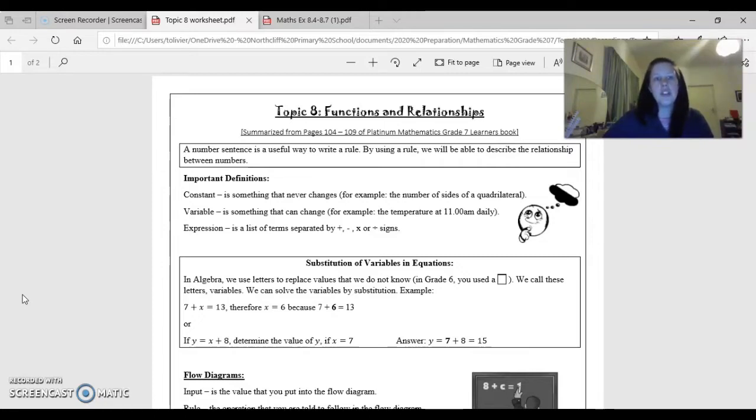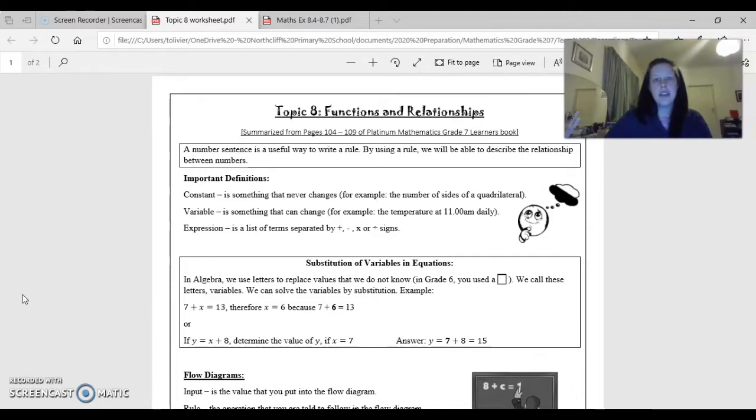Right. So functions and relationships, topic 8, can be found in your Maths Platinum book on pages 104 to 109. Those are the definitions, the exercises, as well as the topic revision. But I will give you a breakdown of each exercise later on. Right. So when we look at functions and relationships, we're looking at number patterns and how one number relates to another number and what is the relationship between them. So if you remember last term, I spoke a little bit about having an input, a process, and an output. So this is where we look at our functions and relationships.